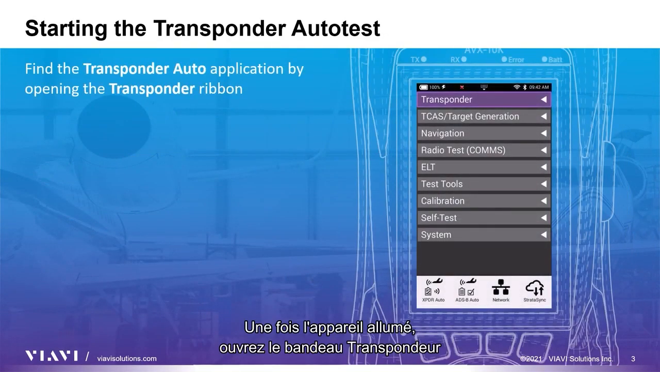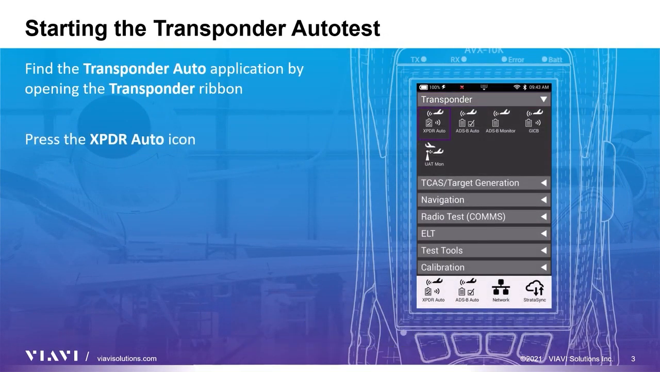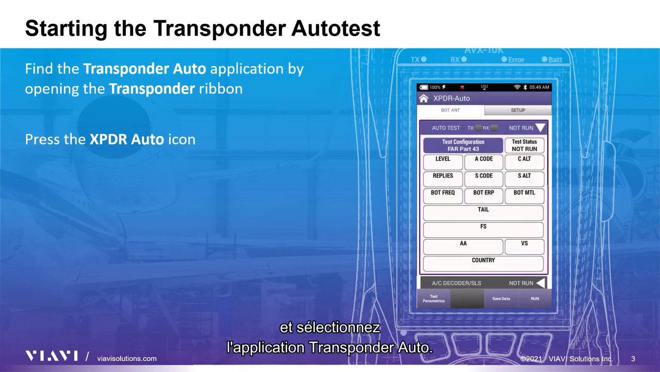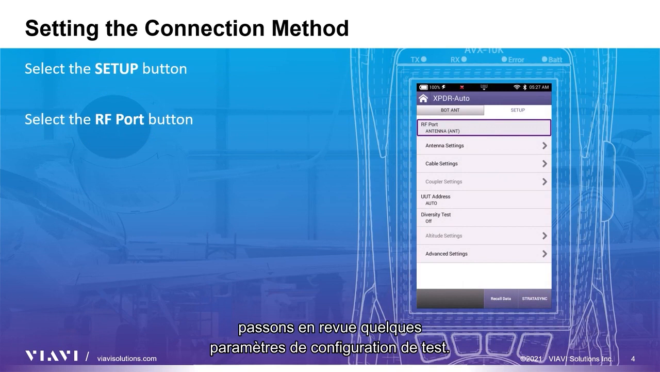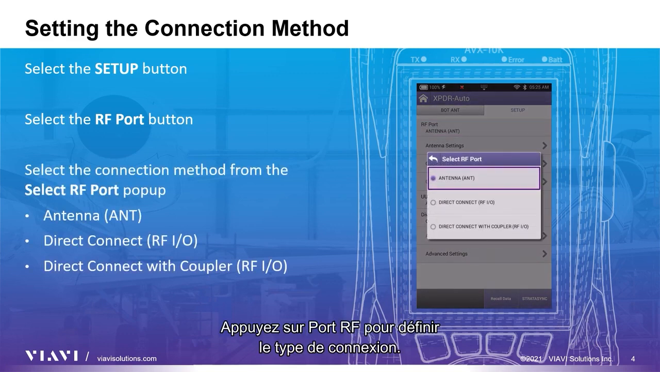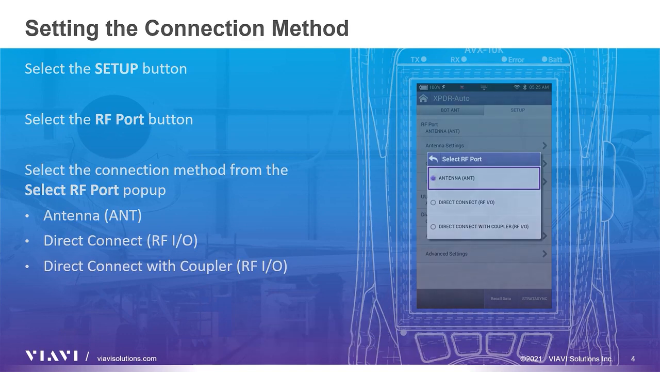After turning on your test set, open the transponder ribbon and select the transponder auto application. Before we start our testing, let's go over a few test setup parameters. The first step is to define the method of RF connection to the transponder you will be testing. Press the RF port button to set the connection type. These are antenna, which uses the over-the-air flat panel antenna, direct connect, and direct connect with coupler.